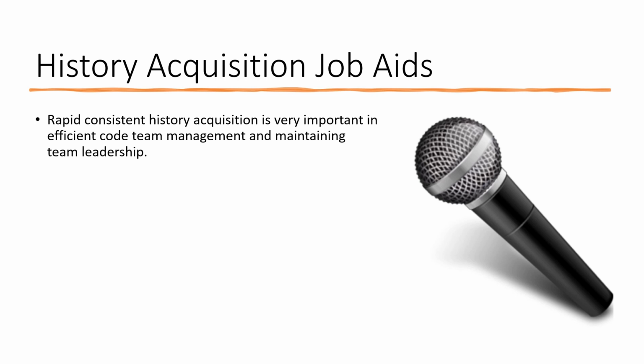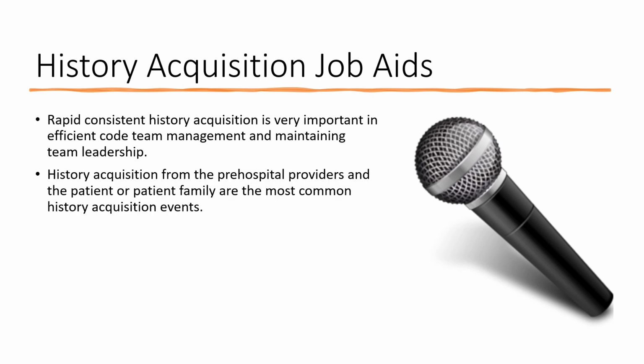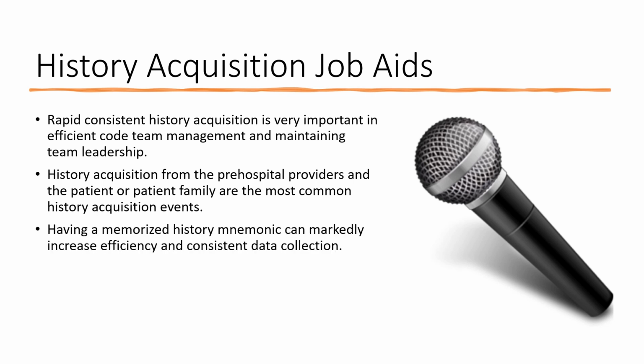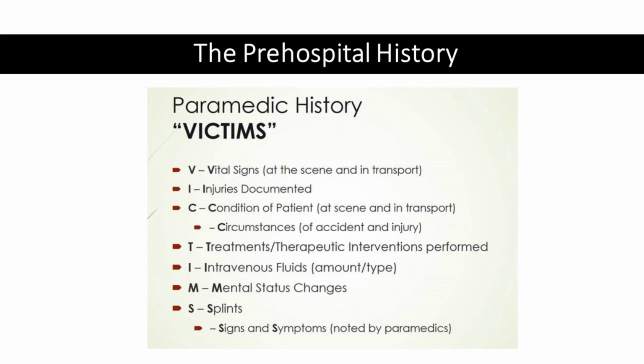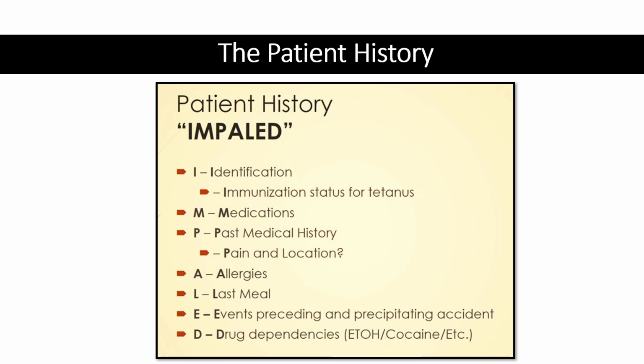Rapid consistent history acquisition is very important in efficient code team management and maintaining team leadership. History acquisition from the pre-hospital providers and the patient or patient family are the most common history acquisition events. Having a memorized history mnemonic can markedly increase efficiency and consistent data collection. The AMPLE patient history mnemonic is one example. However, there are other similar useful mnemonics to choose from. The VICTIMS mnemonic ensures that you will obtain all the important information needed from pre-hospital personnel. The IMPALED mnemonic is another version of the AMPLE history, but with some additional, helpful information.